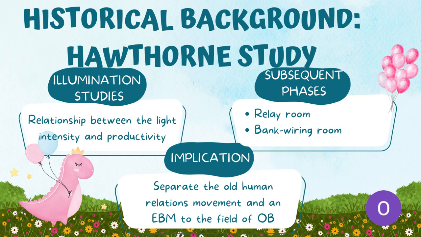Relay assemblers said they felt better in the relay test room. It is because of six reasons. First, it was only a small group. Second, they liked the type of supervision. Number three, they were satisfied with the earnings. Number four, they liked the novelty of the situation. Number five, they had interest in the experiment. And lastly, they liked the attention they received.